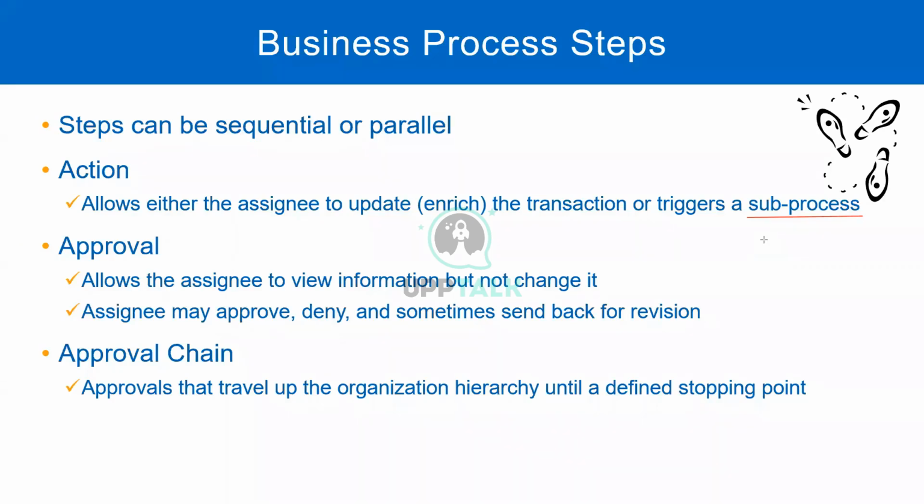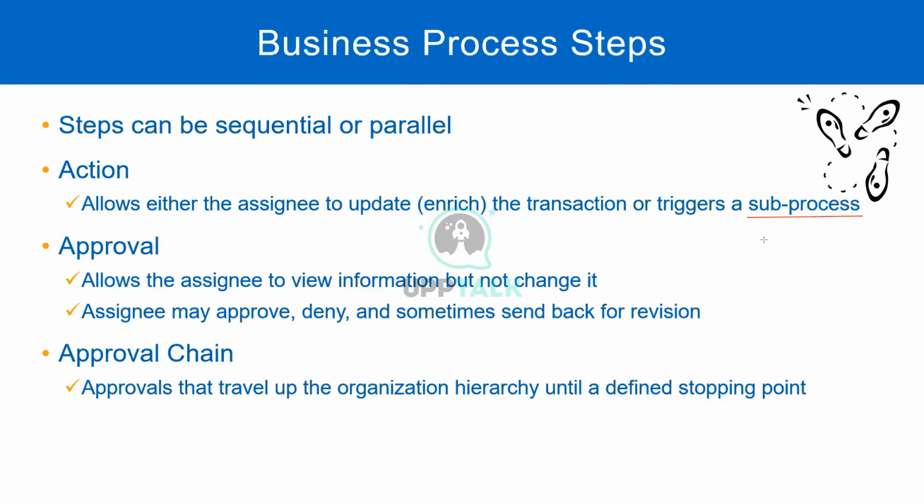For the manager, whoever has the approval task can basically do 3 steps. They can approve, they can deny, or they can send back for revision. But they cannot change the data. That's the underlying point. We all understand that. We all agree to that. So the approval step will allow the assignee to view the information, but they cannot change it. They can approve, they can deny, or they can send it back for revision.